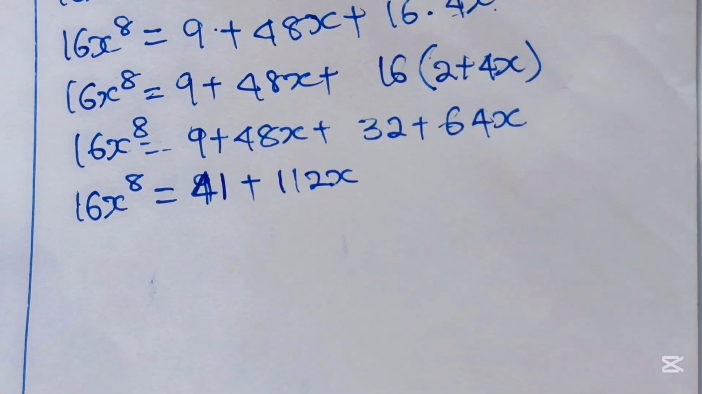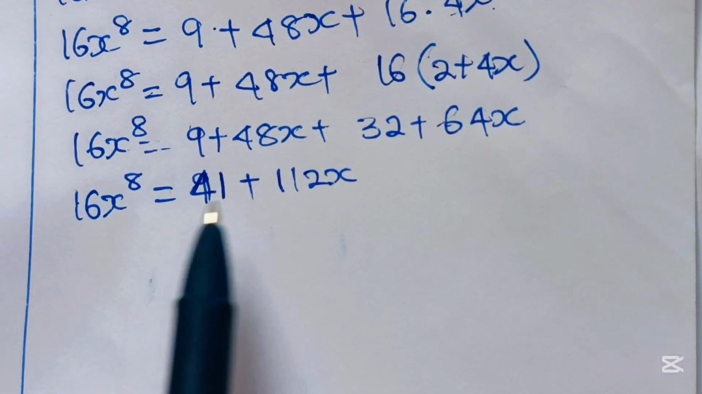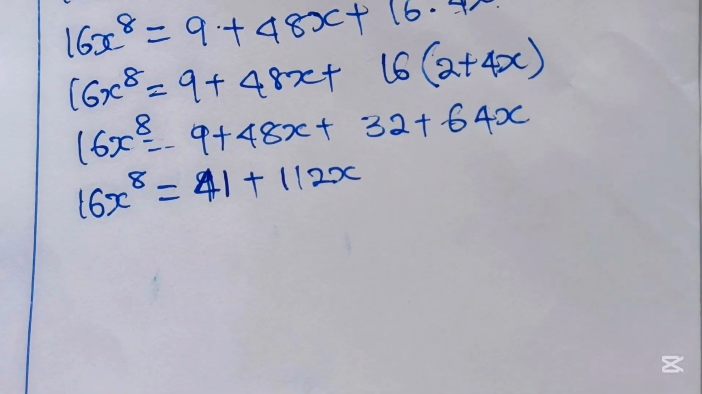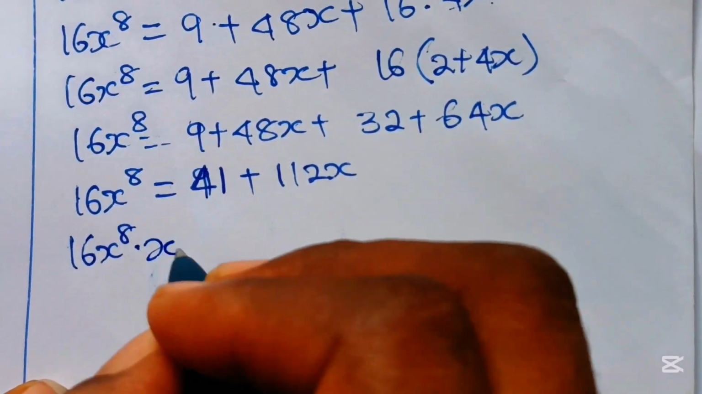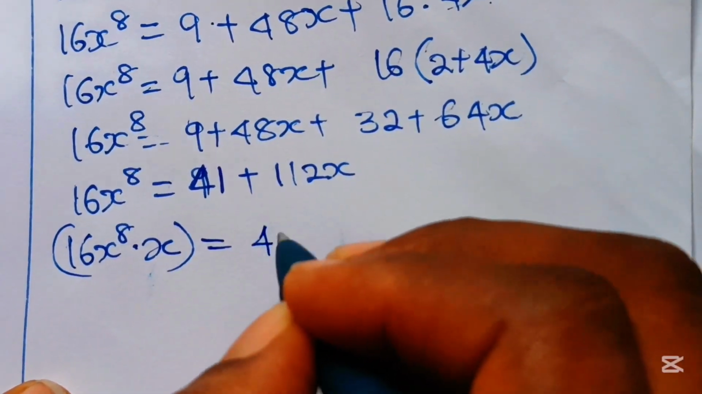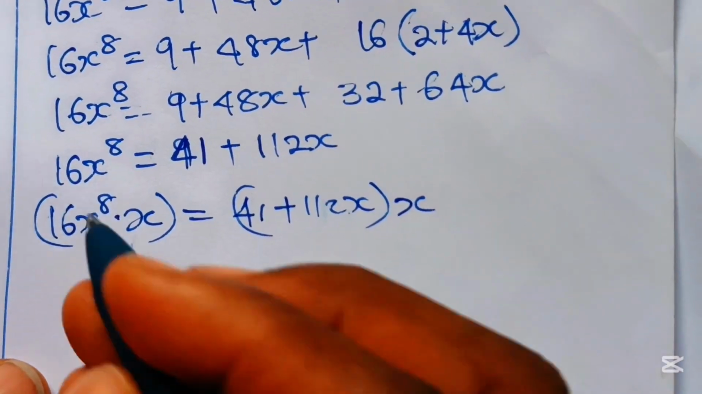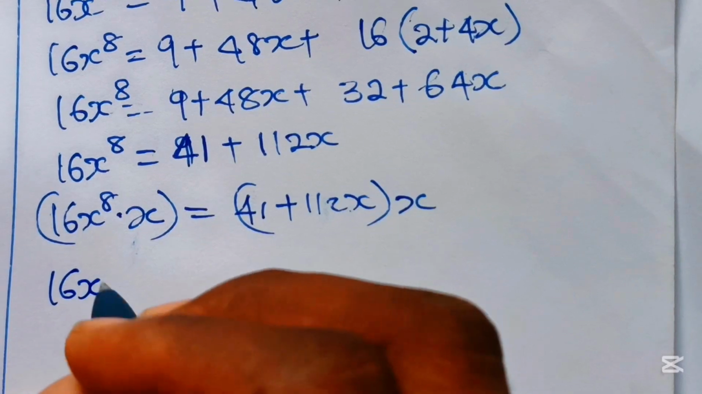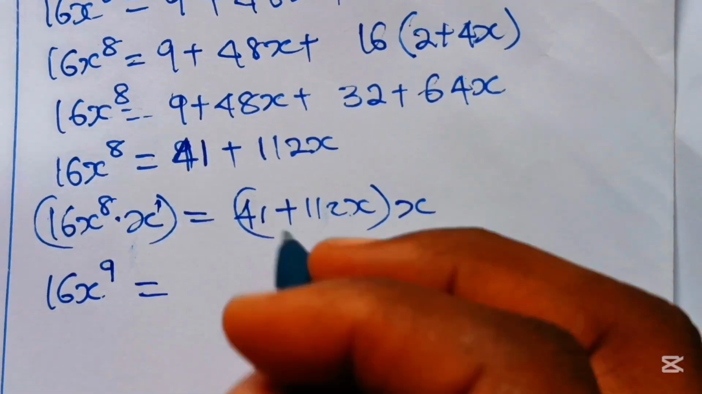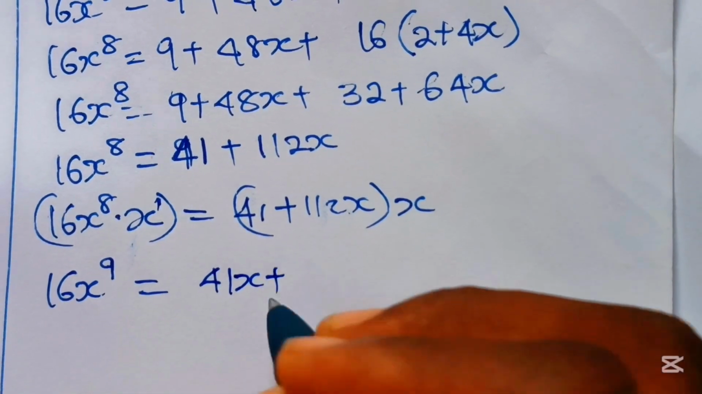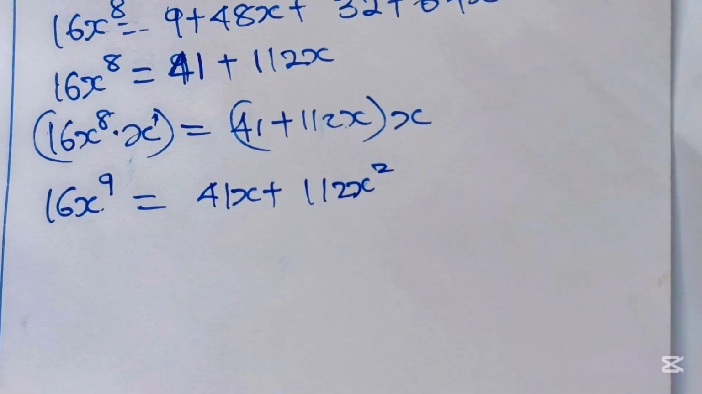Okay. All right. Now recall what I said. When we get to x to the power of 8, we multiply both sides by x to get to x to the power of 9. So that's exactly what we are going to do. 16x to the power of 8 multiplied by x is equal to 41 plus 112x multiplied by x. Okay, so we have 16x to the power of 9, because this x to the power of 1 is equal to 41 times x is 41x, and 112x times x is 112x squared.